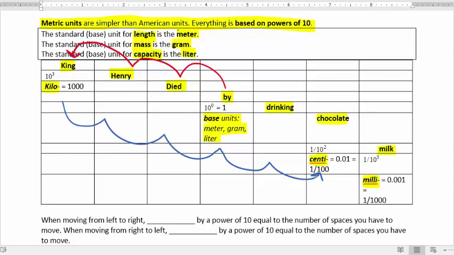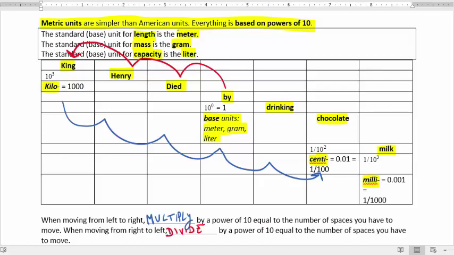So remember, when we multiply by powers of 10, we were moving the decimal point to the right. When we divided by powers of 10, we were moving the decimal point to the left. So the idea here then is it works out simply. Whenever we move from left to right in this table, we really multiply by a power of 10 equal to the number of spaces that we've moved. And when we move from right to left, we would just divide by a power of 10 equal to the number of spaces we've moved.